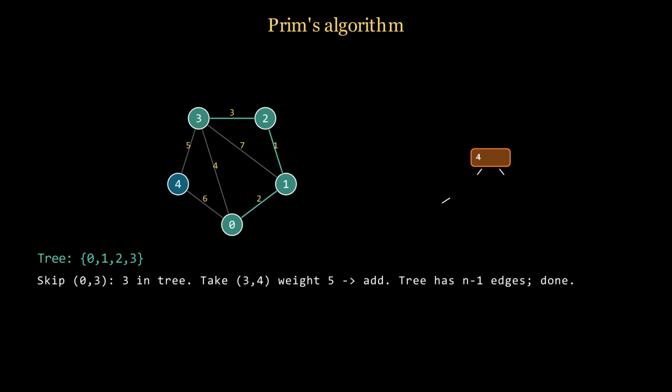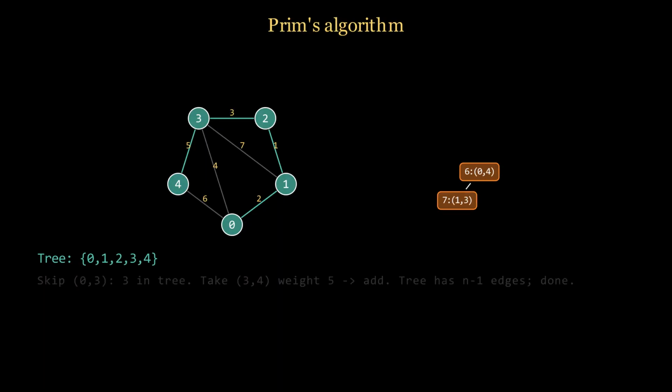The heap root is 0-3, but vertex 3 is already in the tree so we skip it. We take the next minimum, 3-4 with weight 5, and add it. We now have n-1 edges, minimum spanning tree complete.